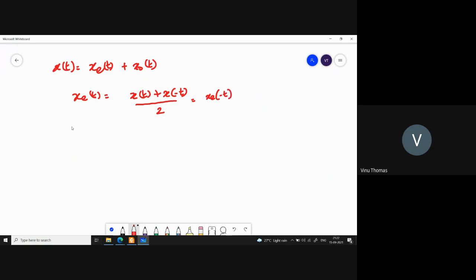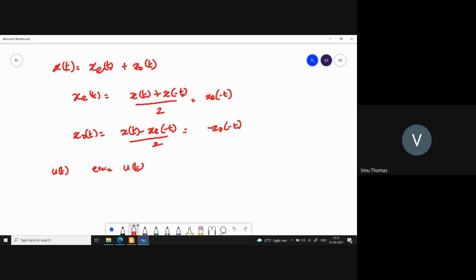Likewise, I can define an odd function. xo of t is equal to x of t minus x of minus t by 2. And you can see that this will be equal to minus xo of minus t. So it's very easy to prove. So any function can be represented as a combination of an even function and an odd function. Likewise, let us look at u of t. So the even part of u of t would be equal to u of t.